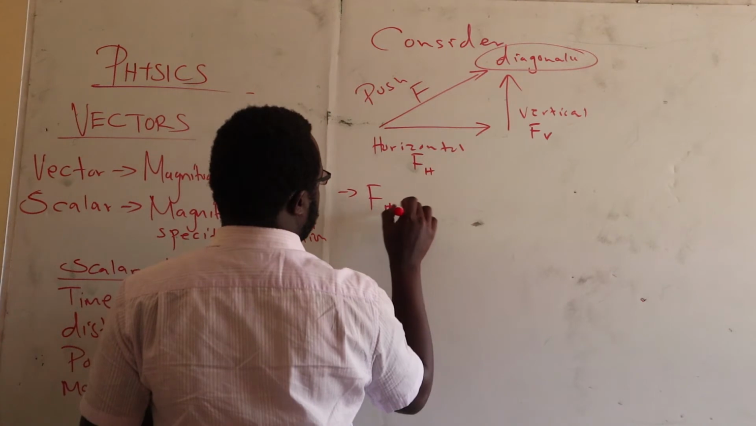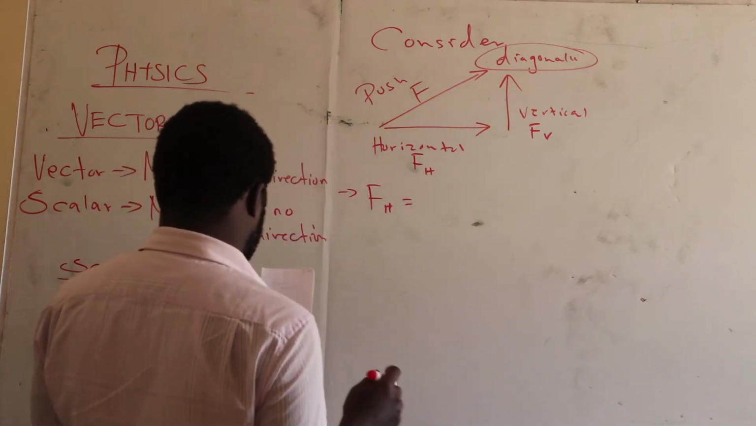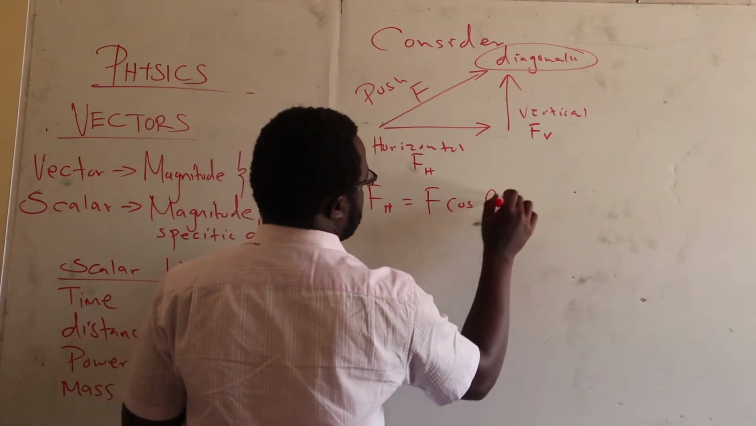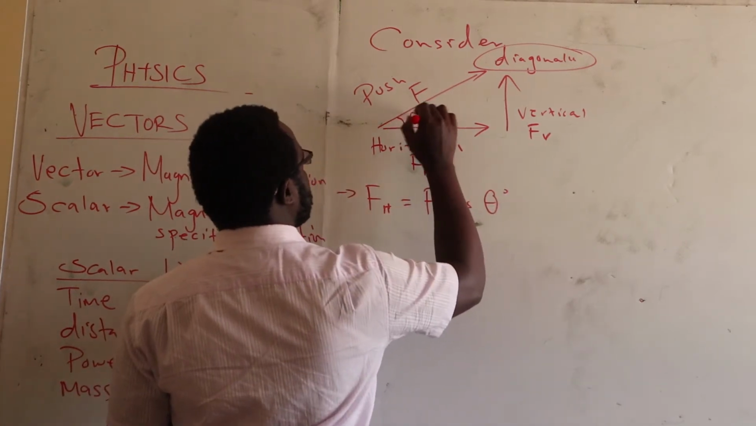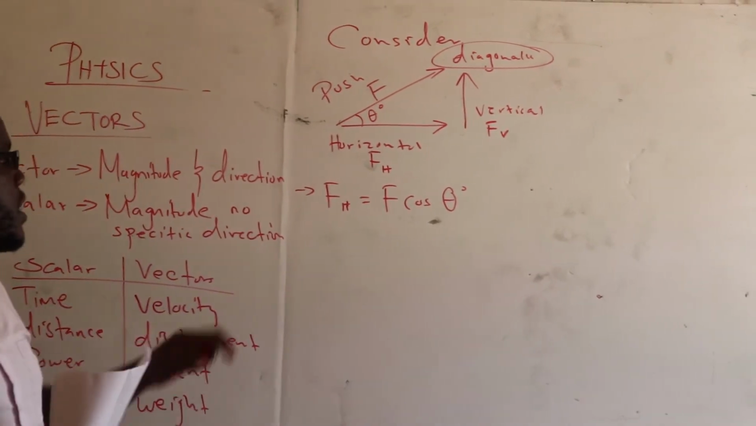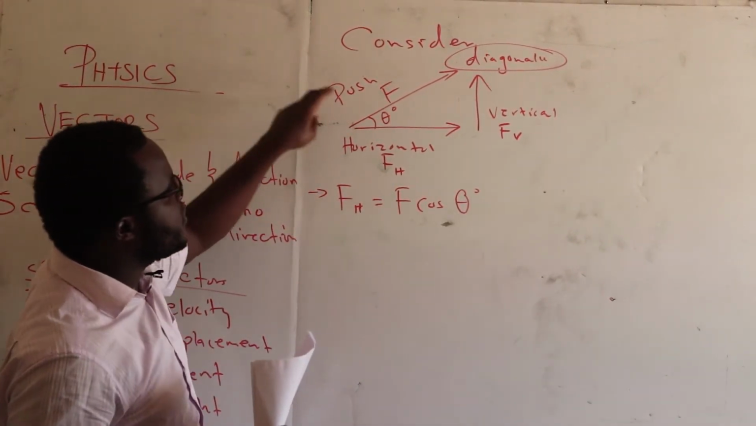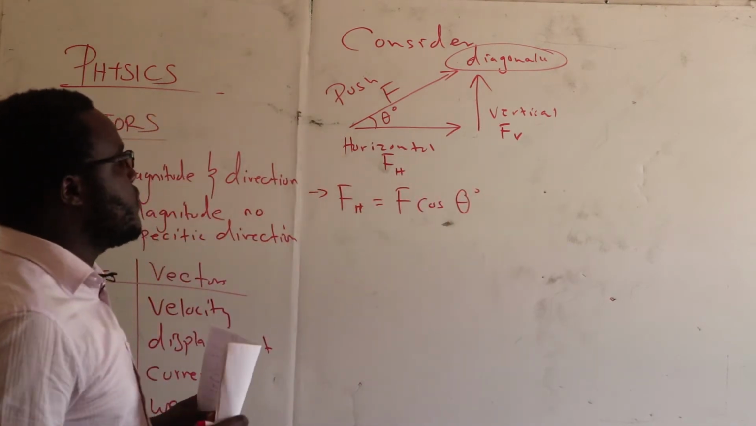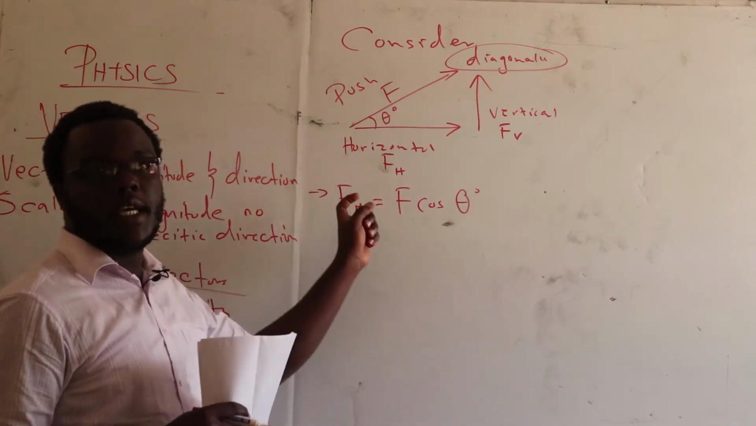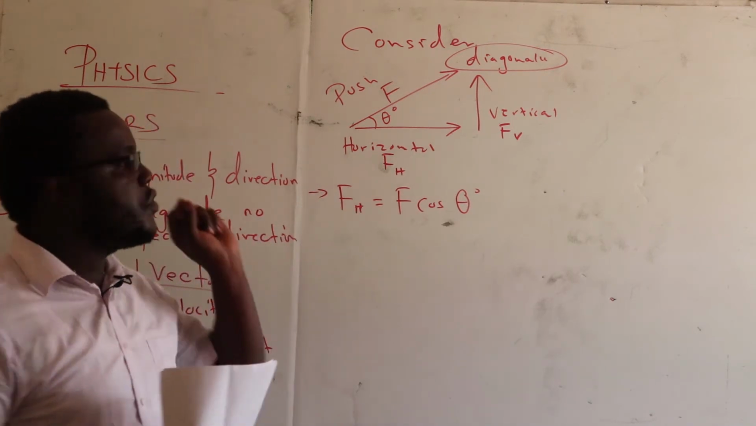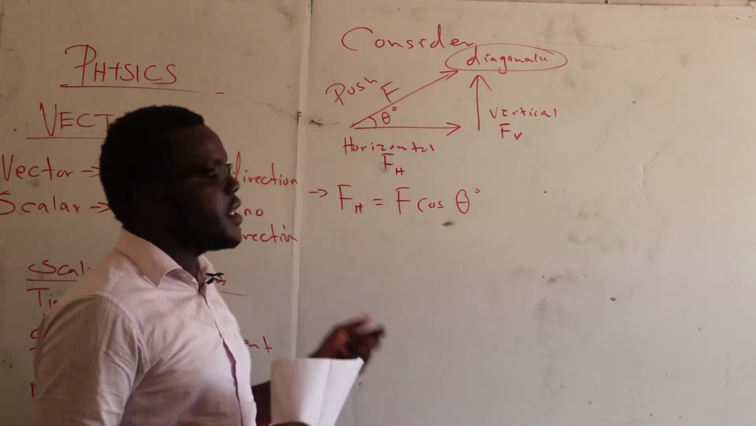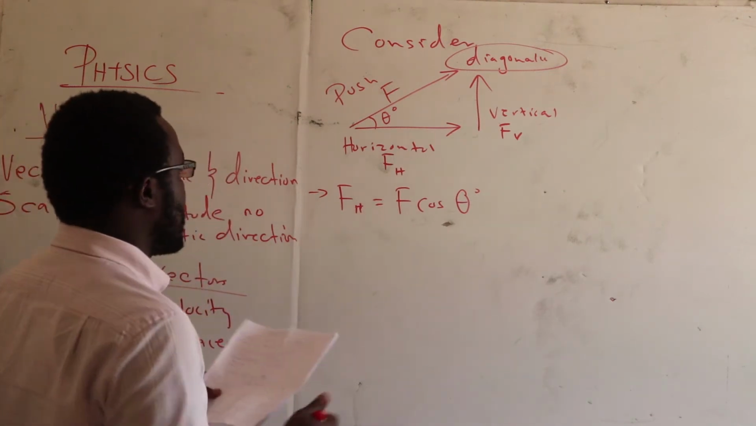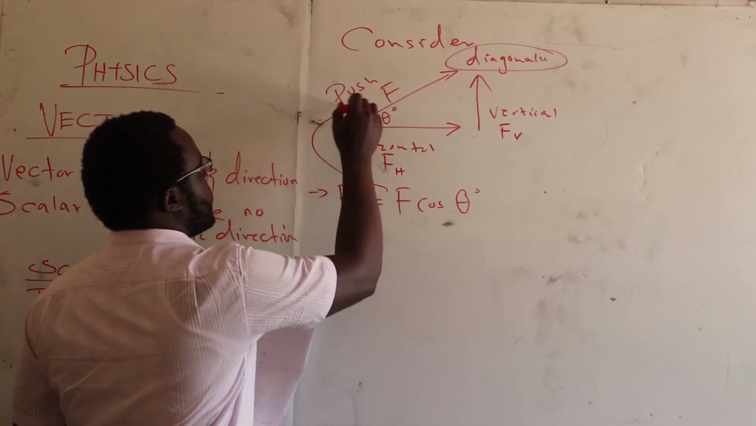we can say that FH is equal to F cos theta, where theta is the angle between the diagonal push and the horizontal push. So if you want to consider how much force is being experienced horizontally if you push a body diagonally, then you can have FH equals F cos theta, where F is this diagonal push.